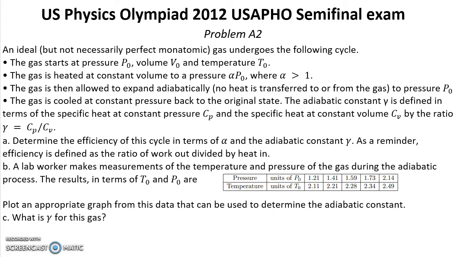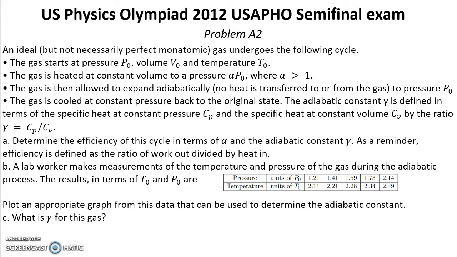Questions. A. Determine the efficiency of this cycle in terms of alpha and the adiabatic constant gamma. As a reminder, efficiency is defined as the ratio of work out divided by heat in.